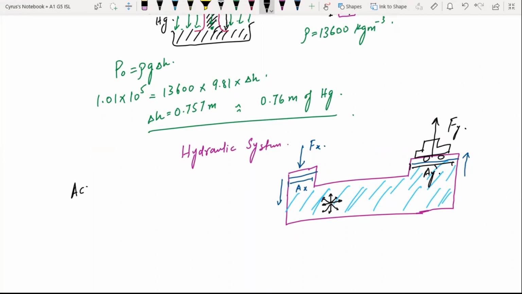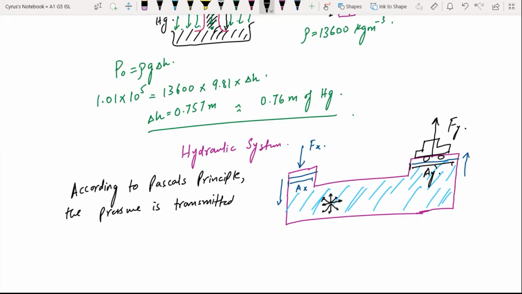So according to Pascal's principle, the pressure is transmitted equally in all dimensions, right?